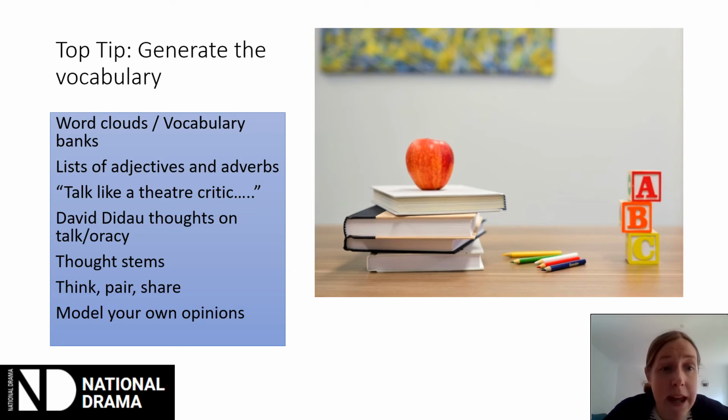We need lists maybe of adjectives and adverbs. I use the phrase talk like a theatre critic, and that's been inspired from the Doug Lemov and David Didau work around thoughts on talk and oracy. I use thought stems, and they're part of my talk like a theatre critic model. So I give ideas of what students could say with sentence starters, which are how they would talk like a theatre critic. Thinking about using think, pair, share to help them generate that vocabulary, and of course model that. So model your own opinions using that vocabulary that you want them to use.